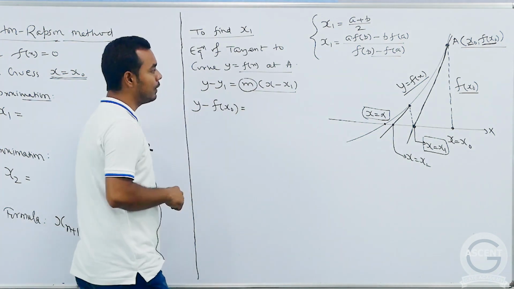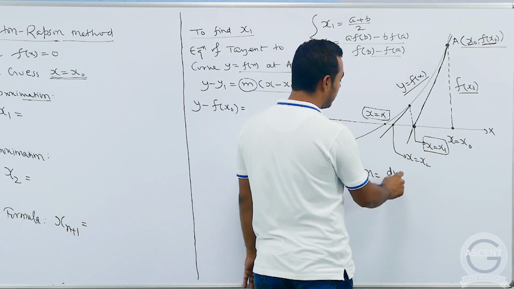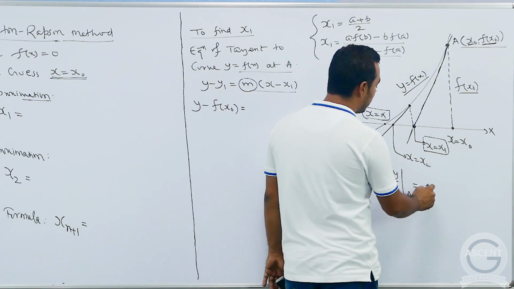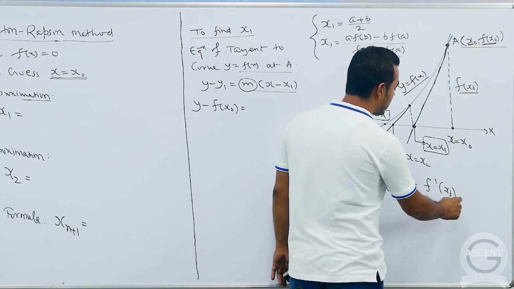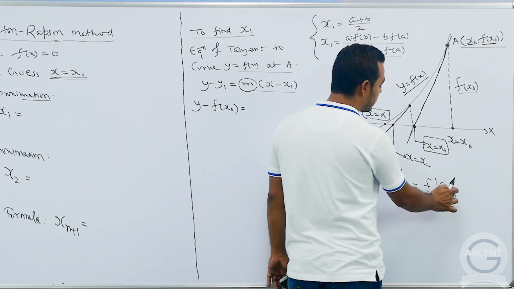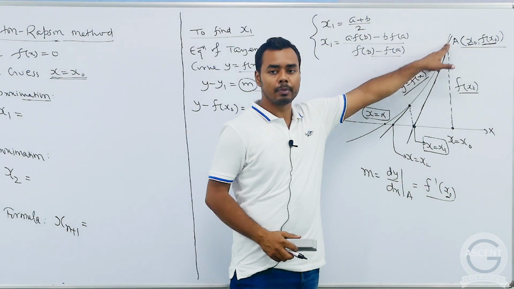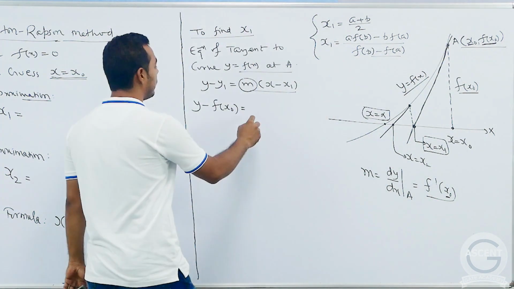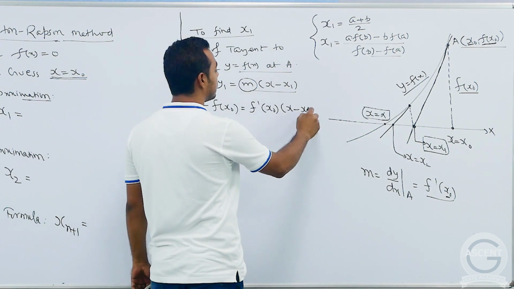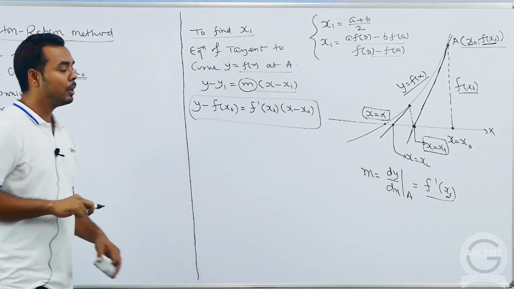Now the slope of the tangent, we know, is nothing but the value of the first derivative, right? The slope of the tangent will be dy/dx at this point A, which you can write as f'(x0). f' means the first derivative, and if we calculate f' at this point x0, this will give us the slope of this tangent line at point A. So in place of m we can write f'(x0), and here we'll get (x minus x0). So this will be the equation of the tangent line at point A.